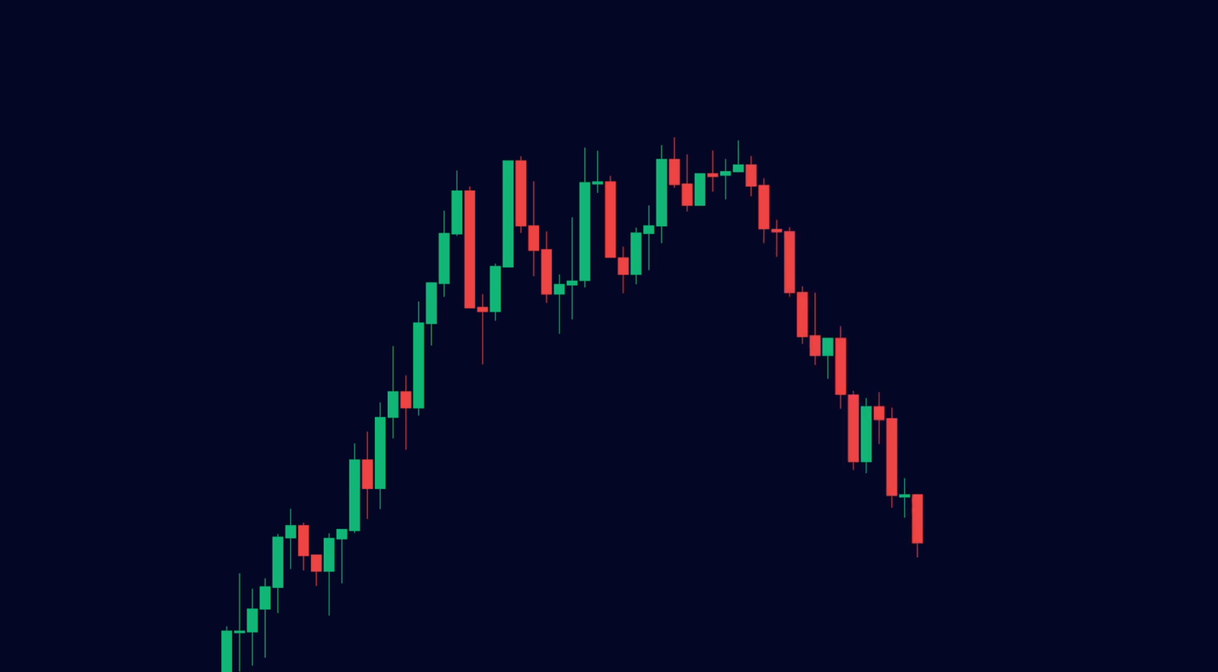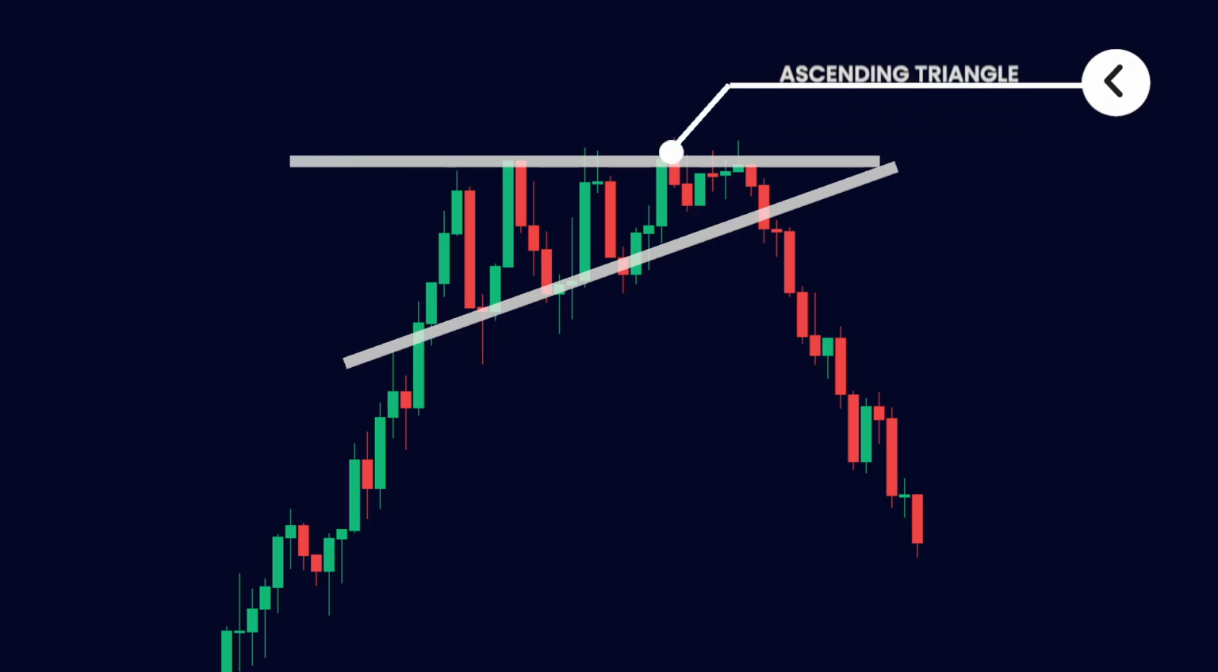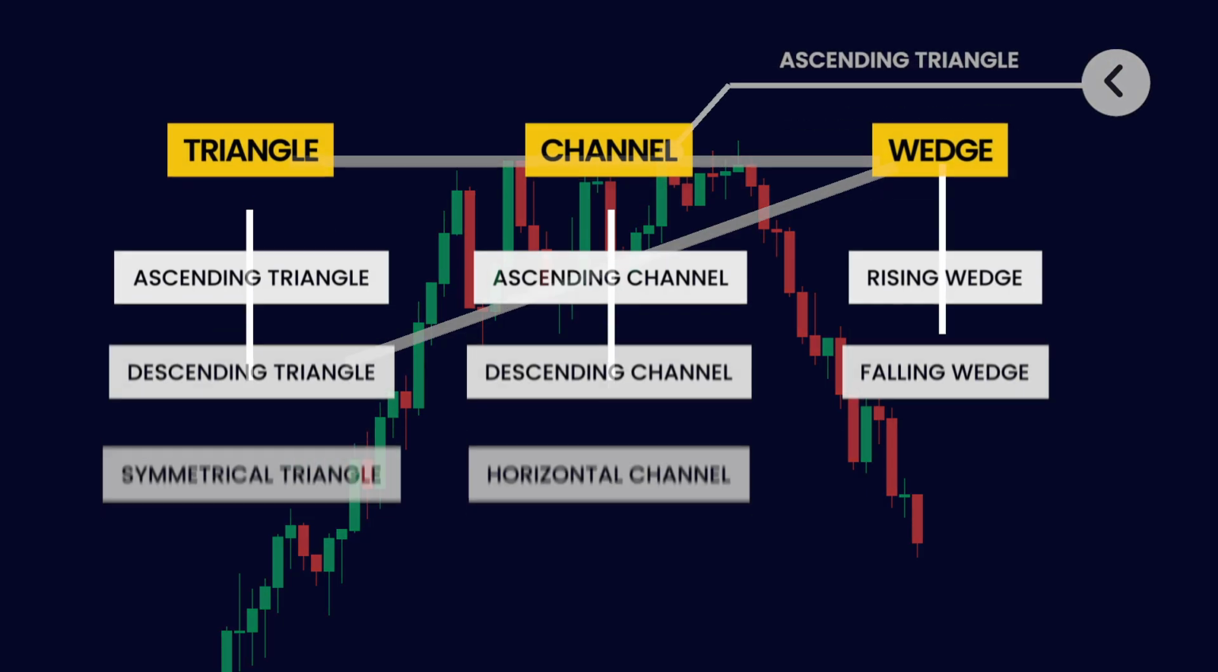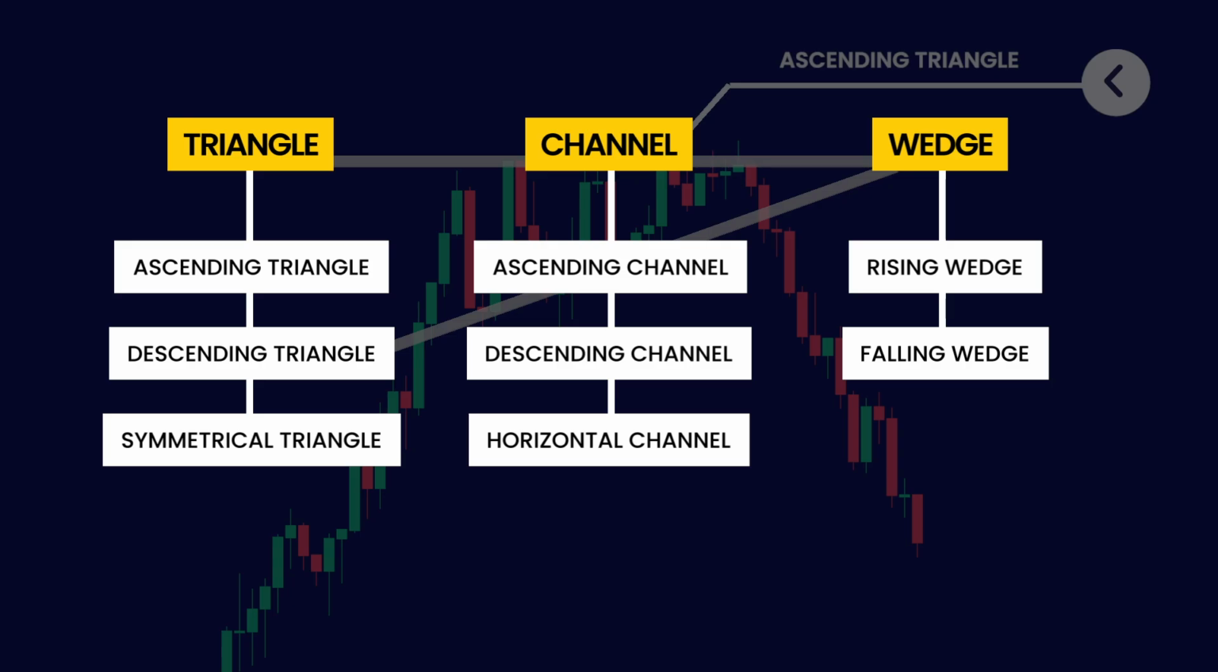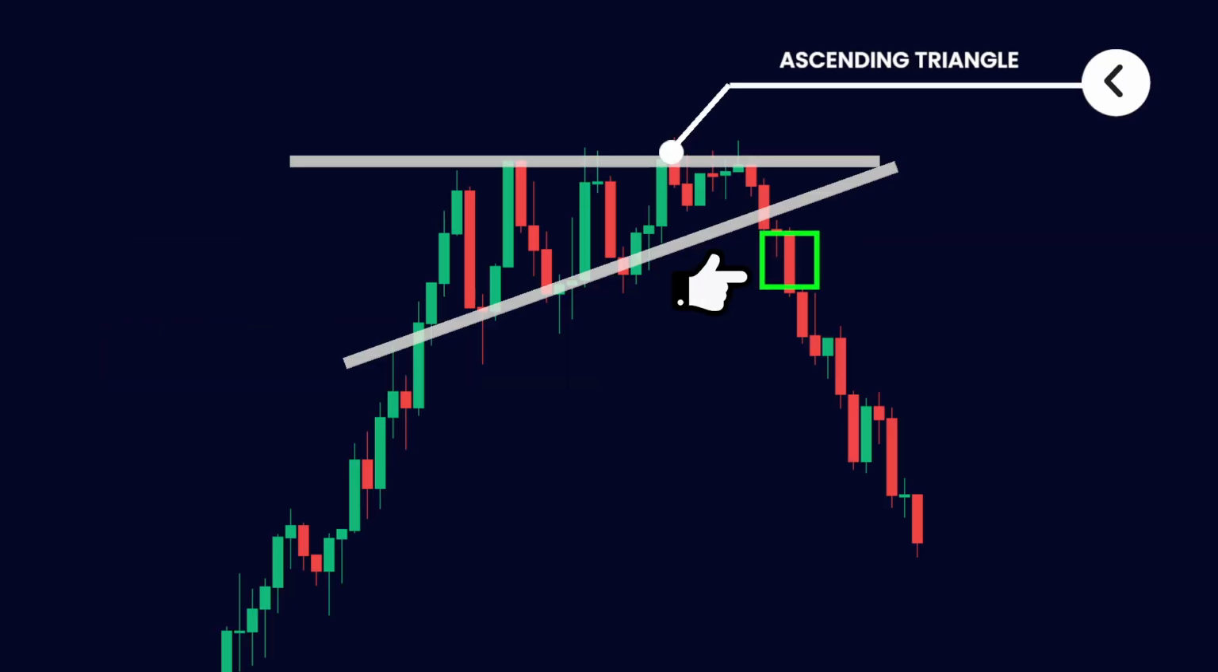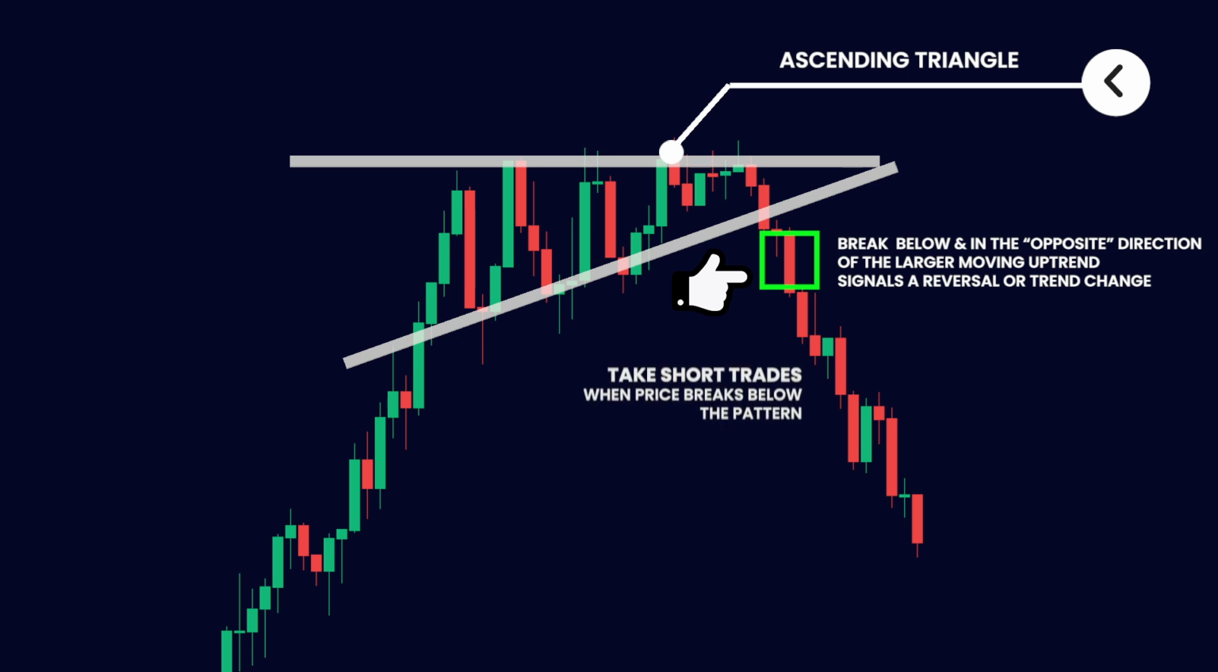For example, you might have a clear upward trend that leads into the formation of an ascending triangle. It could be any chart pattern from the common list, but in this case, it's an ascending triangle. Eventually, the pattern breaks downward, which goes against the original uptrend. This break indicates a possible reversal, meaning the trend is shifting from up to down. At this point, you'd be looking to take short positions once the price breaks below the pattern.